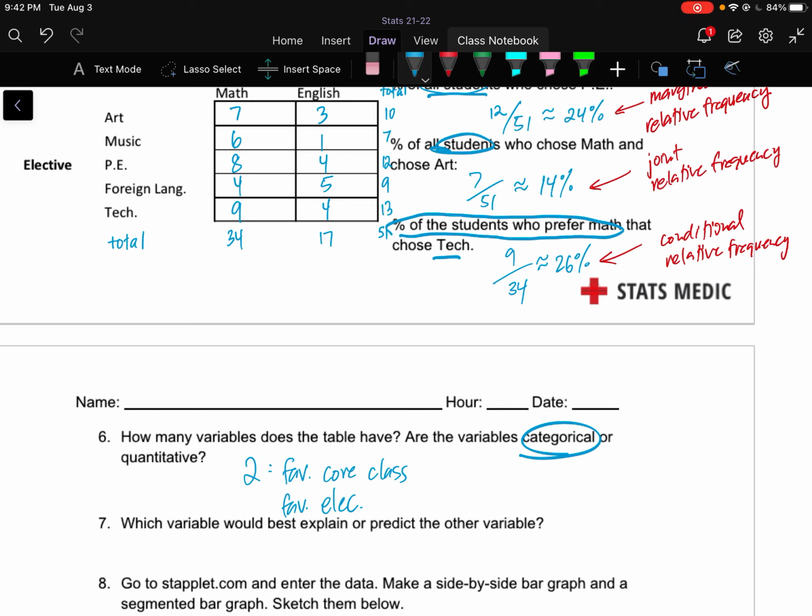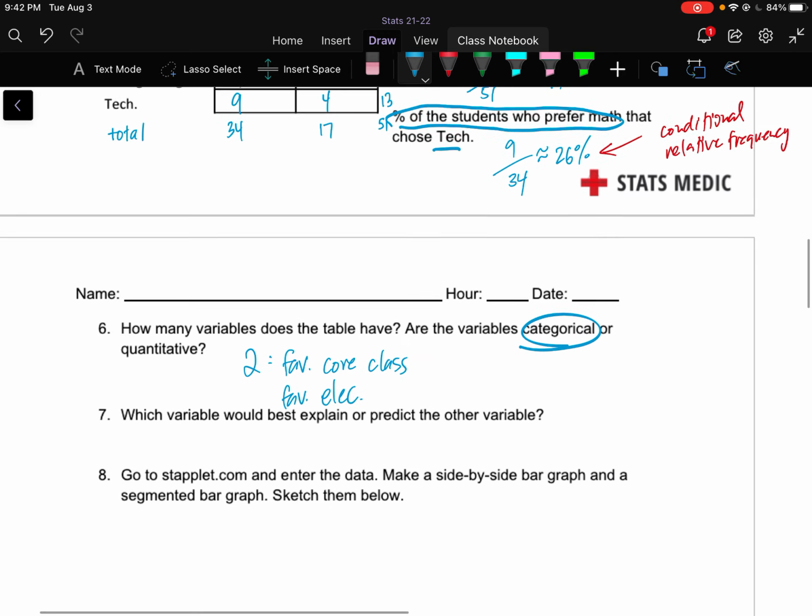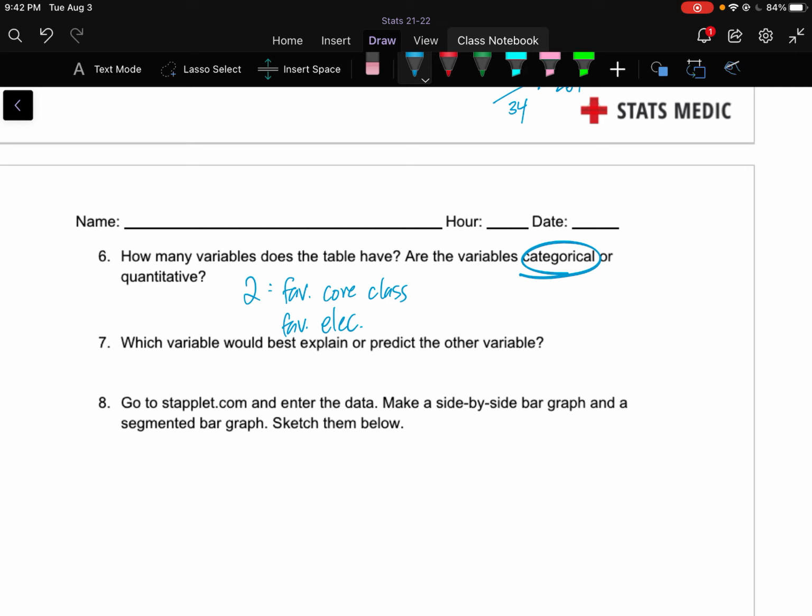Most people establish whether they're like a math or an English person. And then later on, when they get to middle school and high school and they start taking elective classes, then they determine which one of those they like. So if we think about it in chronological order, people would first determine what their favorite core class is, right? And then we can use that information to later predict what their favorite elective class is going to be once they get to the middle school and the high school level.